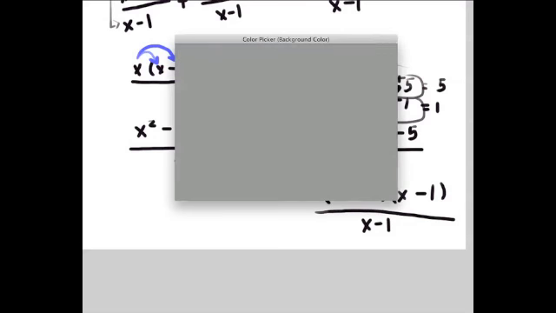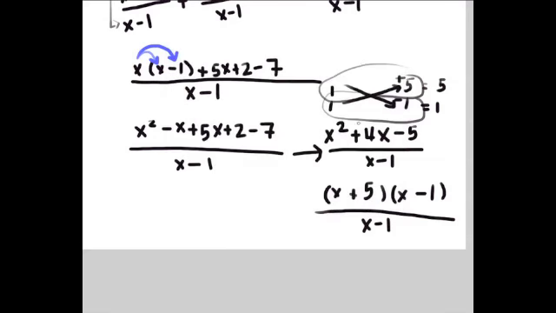What do you think I'm going to do now with these x minus 1s? You get to cancel out. Cancel. Cancel. What's left over for this? Only thing that's there is an x plus 5.